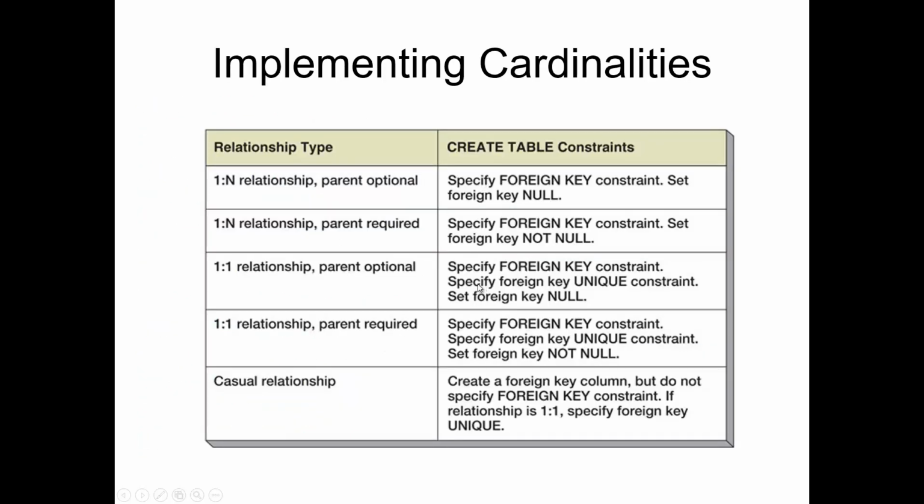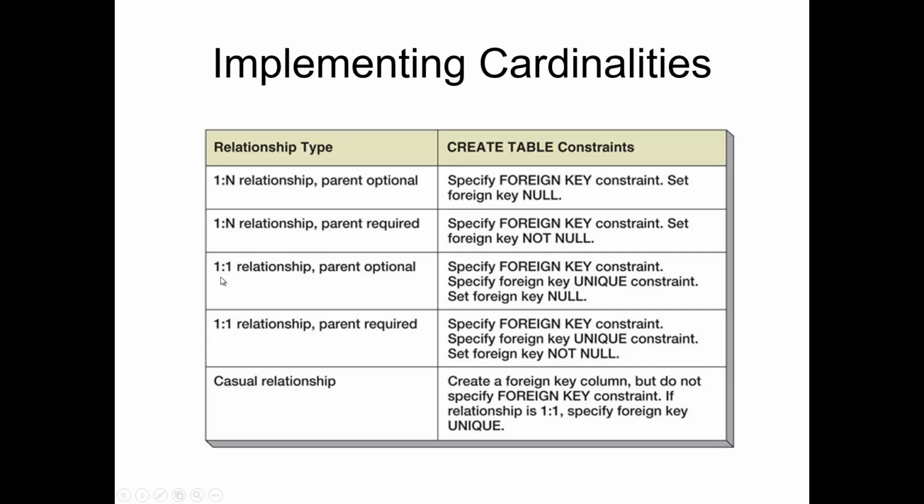How about minimum cardinality? So we use the null and not null constraints to define if it's optional or required as follows. If we are saying one to many relationship, and the parent is optional, we specify the foreign key constraint to set the foreign key as null. By doing this, we are allowing the parent to be optional. If I want the parent to be required, then the foreign key will be not null.